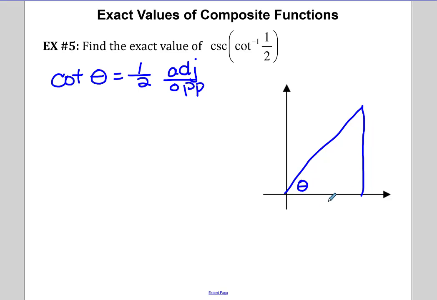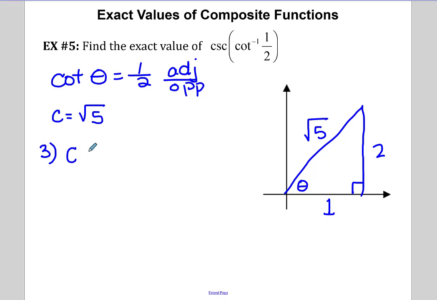If this is our angle of interest, and adjacent divided by opposite puts the square root of 5 as the hypotenuse. So our C value is radical 5. And then I can answer the question. So now I have my picture of my right triangle whose ratio for cotangent is 1:2.